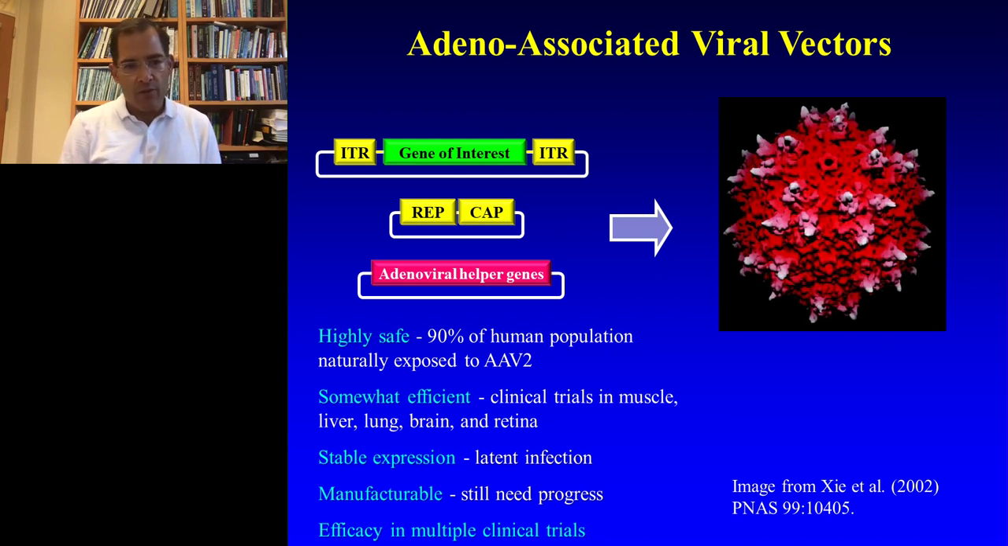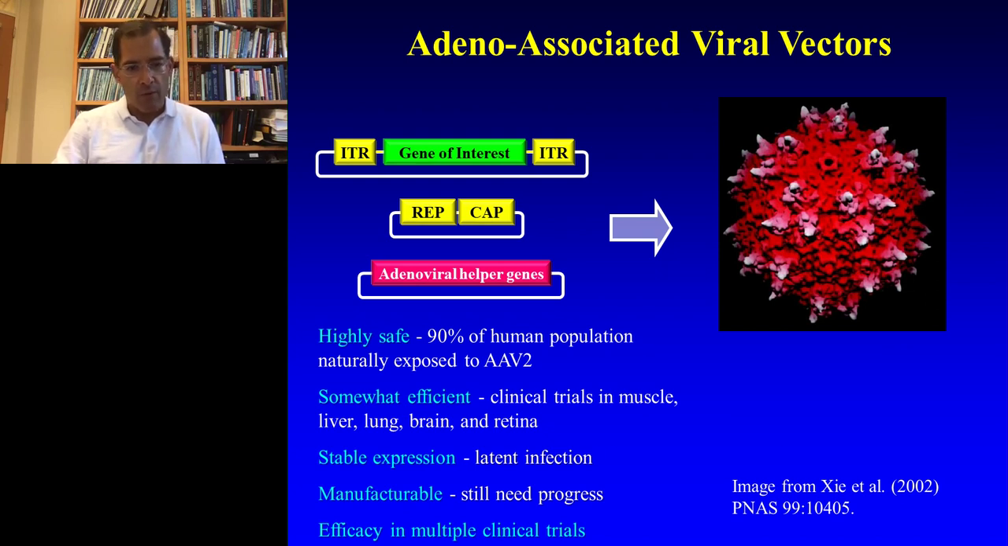So these resulting vectors are extremely safe. They've been in thousands of patients. And again, just to remind you, greater than 90% of the human population has already been exposed to AAV, but it's not a pathogen. It's never been associated with human disease. So we're starting from a very safe starting point. These resulting viruses are somewhat efficient in clinical trials for muscle, liver, lung, brain, and retina. They result in very stable or long-term expression or maintenance of that DNA and expression of therapeutic proteins or RNA from that DNA. There have been a number of advances in making these manufacturable to clinical scale, although there still needs to be a significant amount of progress there.